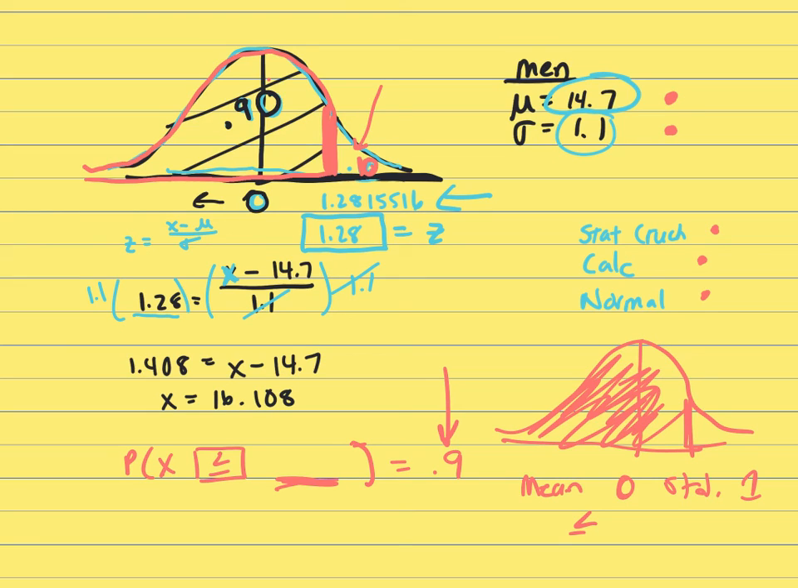And then I added 14.7 to both sides. And I got 16.108. And they wanted me to round it to 1 decimal, so 16.1 is your hip breadth.